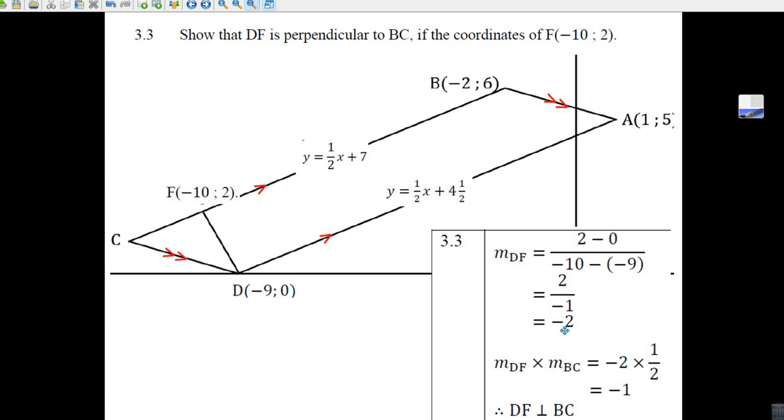Well, that gradient of negative 2, if we multiply it by the gradient of BC, the product of those gradients is minus 1. And if the product of two gradients is equal to minus 1, then DF is perpendicular to BC. You've got to tell that whole story. You've got to say that the gradients multiply to equal negative 1. Negative 2 times a half equals minus 1, and that's what makes it perpendicular.